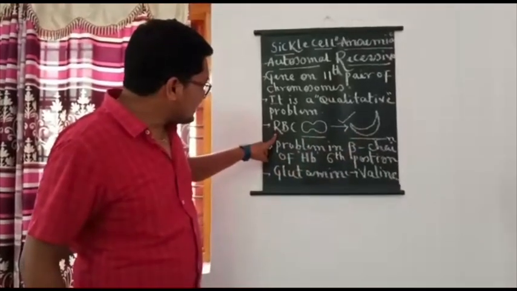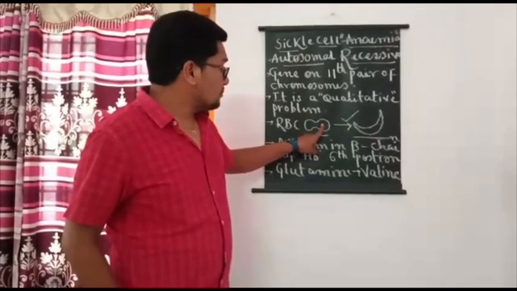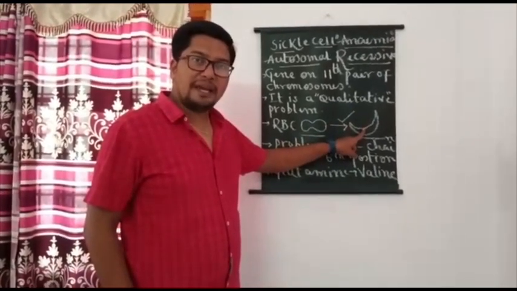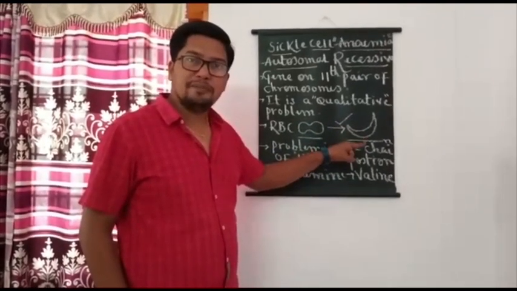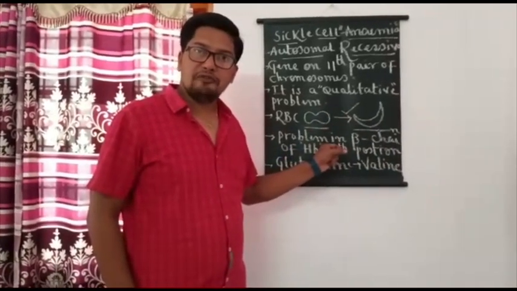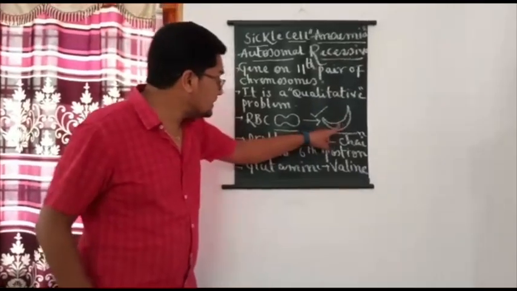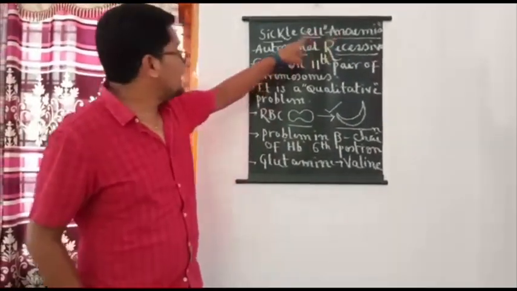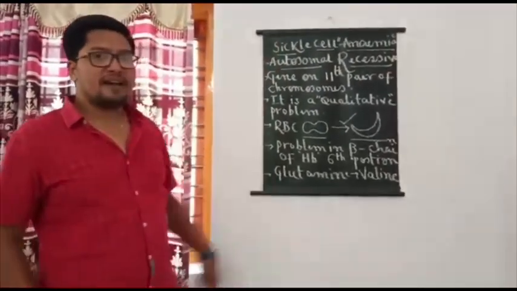So, when RBC gets converted from biconcave disc shape to sickle shape, the oxygen carrying capacity of the RBC decreases and the person develops symptoms of anemia. So what is the important reason for anemia here? The formation of sickle shaped RBC is responsible for anemia. That's why this condition is called sickle cell anemia.